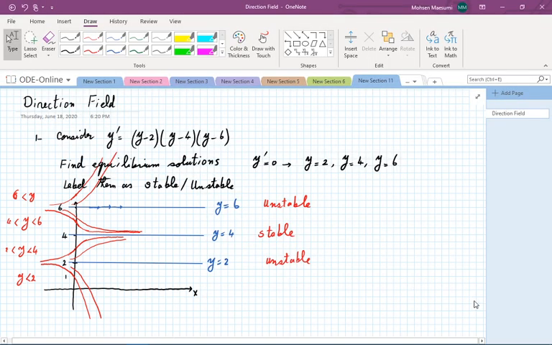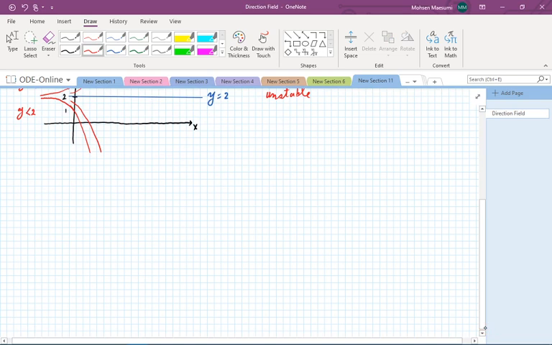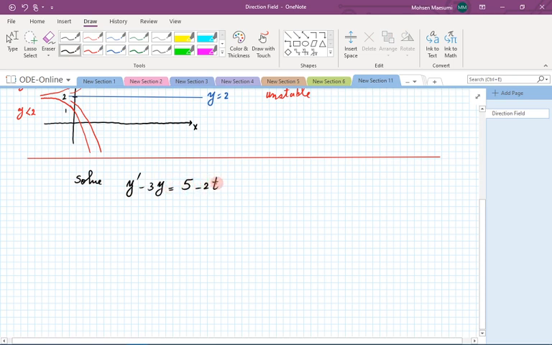Okay, for the next problem, something a little bit more involved and a little bit more algebra, a type of problem that shows up in several homework problems. So let's go ahead and get that started. So we have to solve y prime minus 3y is equal to 5 minus 2t, subject to the initial condition that y of 0 is equal to some number k.